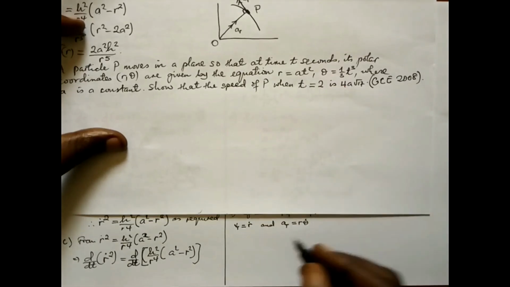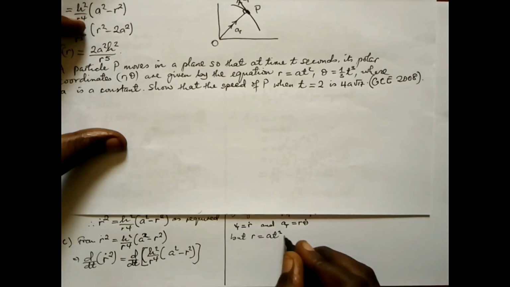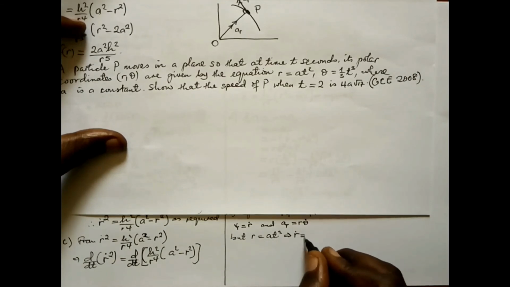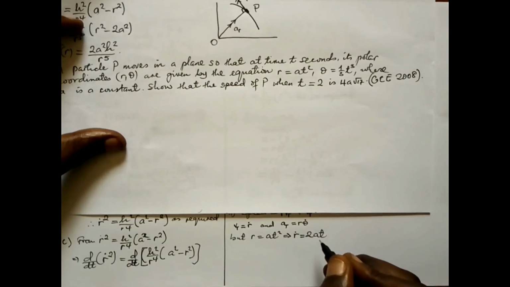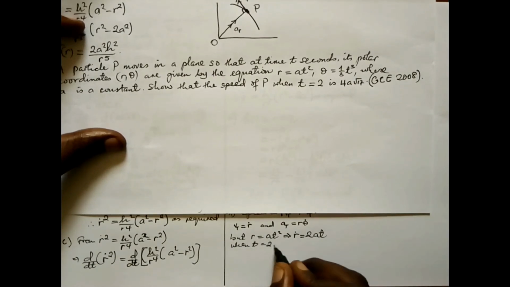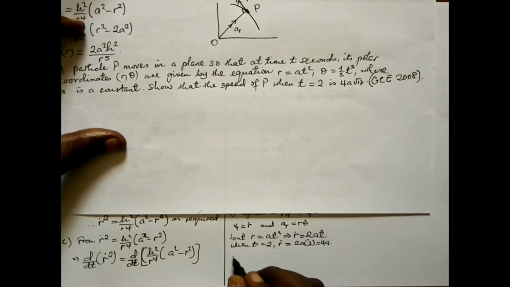So we bring in the equations that were given. R is a t squared. So r is already in terms of t. The dr/dt, which is r dot, can easily be obtained by differentiating the right hand side with respect to t, which gives 2at. And when t equals 2, r dot should be 2a into 2, which is 4a. So that gives us V_r being 4a.